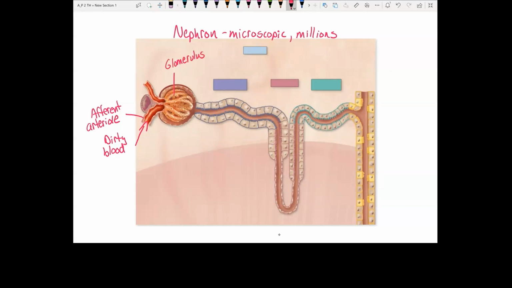The glomerulus is a ball of capillaries, so it is a special type of capillary. It's only found in the kidney. And remember, capillaries are permeable, so they have holes so stuff can flow in and out. So this is where you're going to have filtration occur. Anything small enough to fit through the holes in the glomerulus will leave the blood.